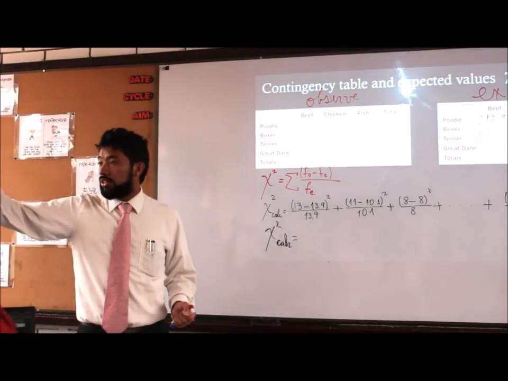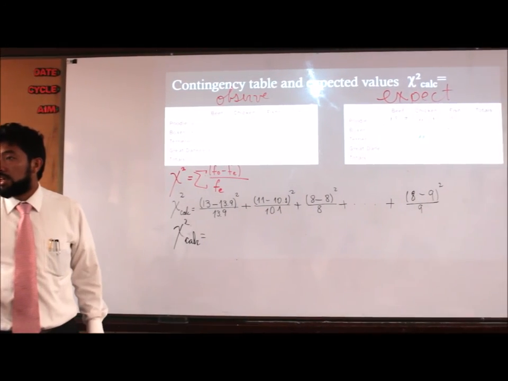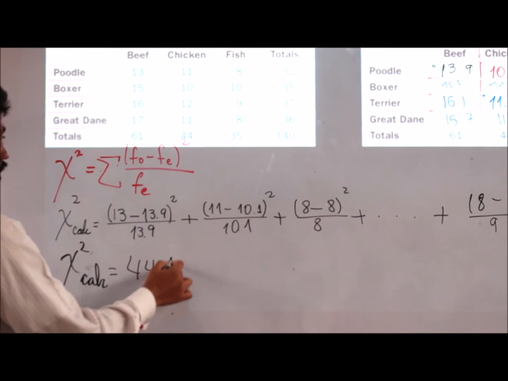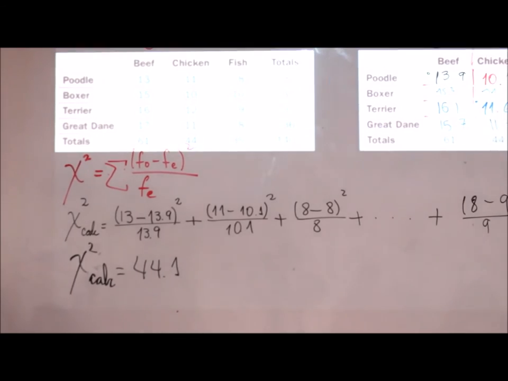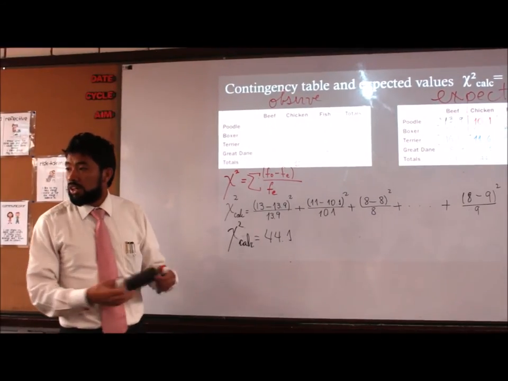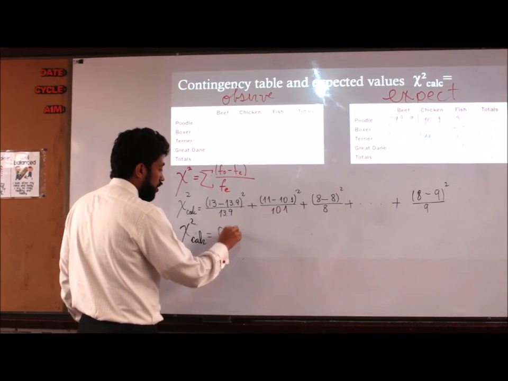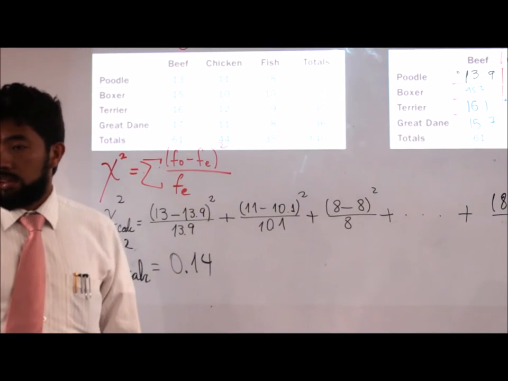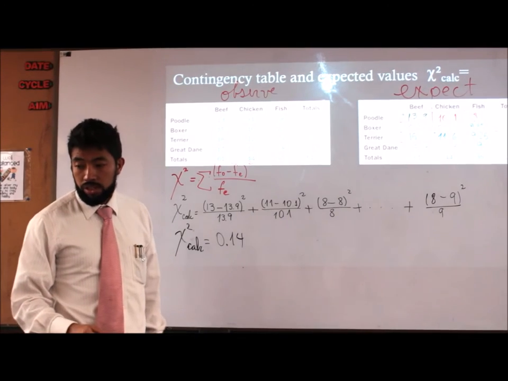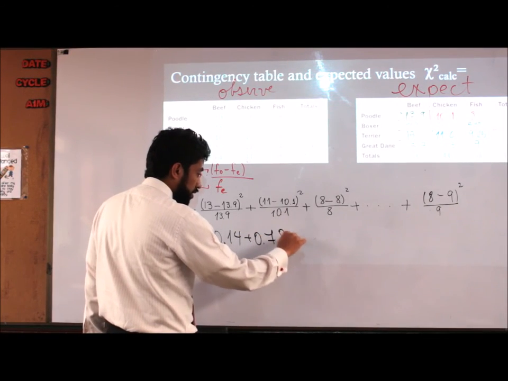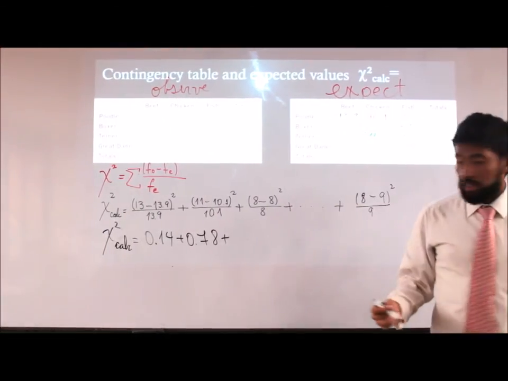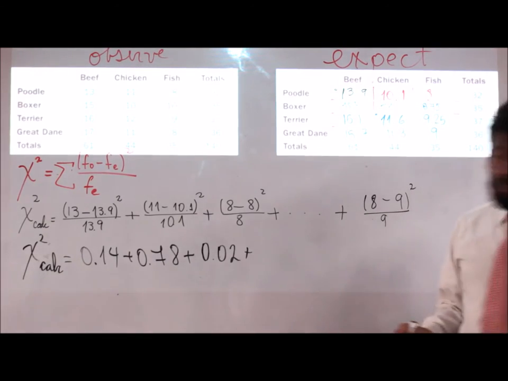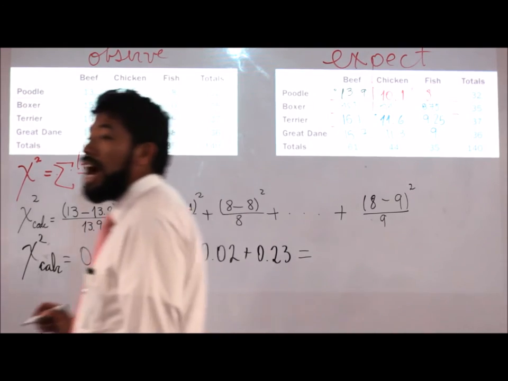In this line, Valeria, what number did you obtain? 44.1. Adding everything? And what did you obtain? 0 and 14. You must do this plus this plus this. In this line, Lauren. 0 and 78. In this line, 0, 0, 2. And in these two lines, Catalina. 0.23. After adding, what do you obtain?